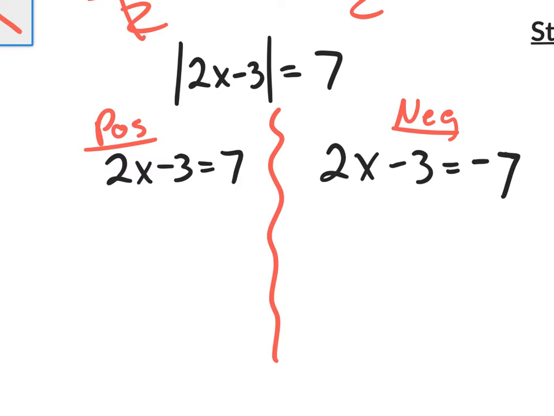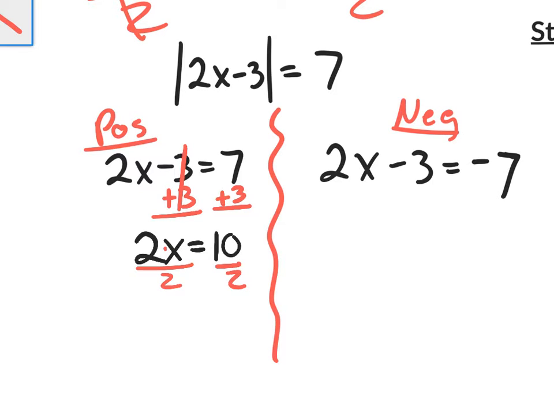Okay. So that was step 2. And now step 3, solve both of them and you're done. So it's like doing two problems. On the left side, I'm going to go plus 3 to get rid of the minus 3. What I do to one side, I do to the other, plus 3. My new equation is 2x equaling 10. Final step, divide by 2, x equals 5. There's one answer for the positive situation.